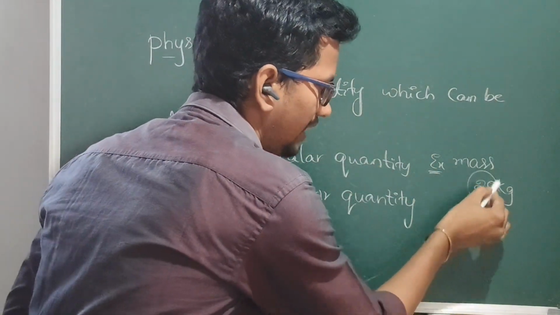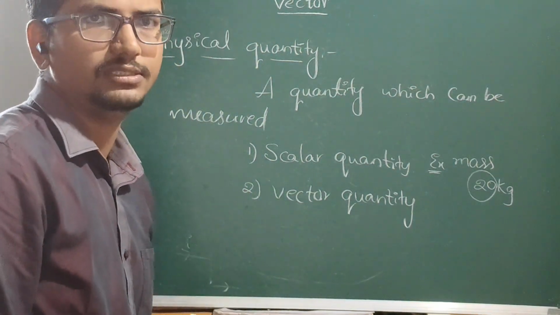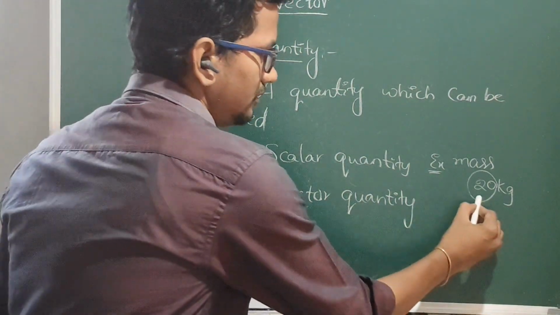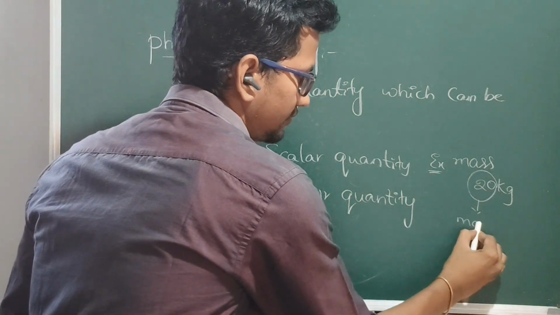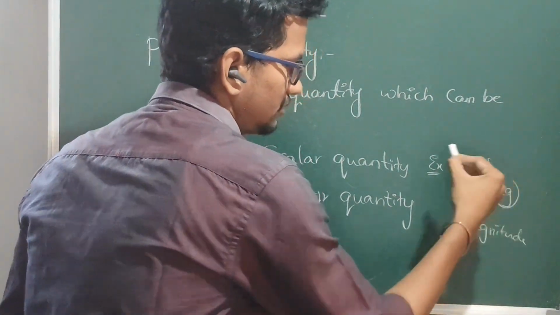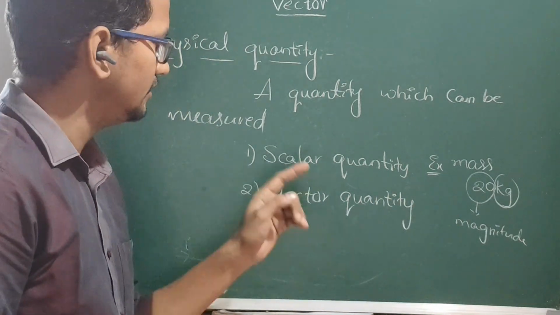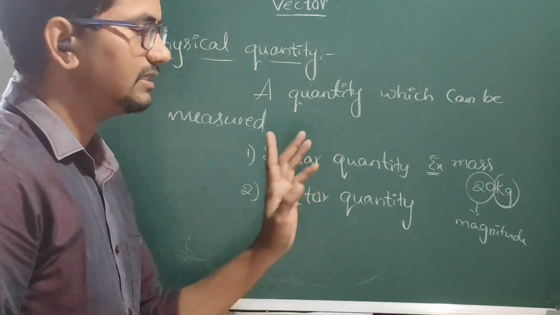Magnitude means the numerical value, this is the magnitude, and this is the unit. A quantity in which only magnitude is there is called a scalar quantity.